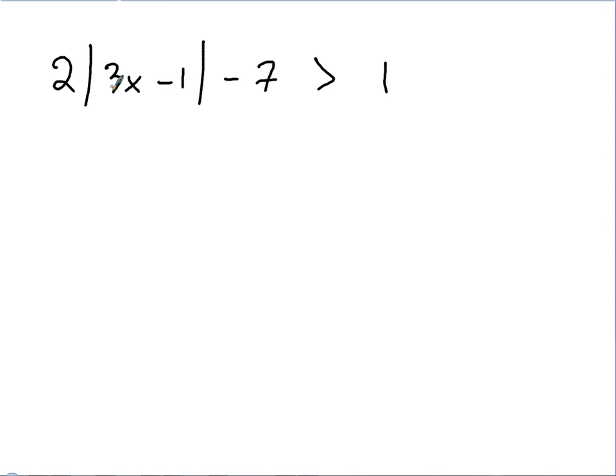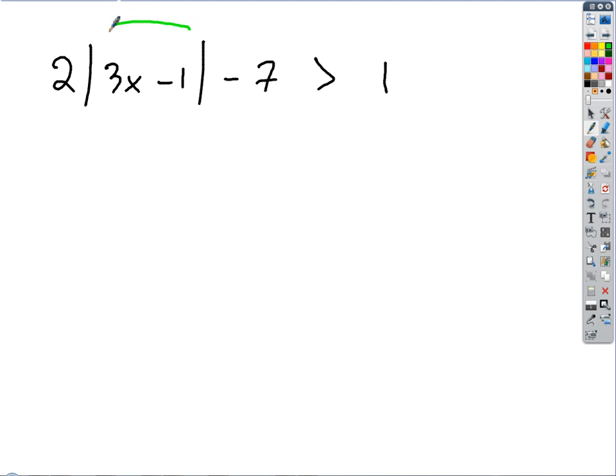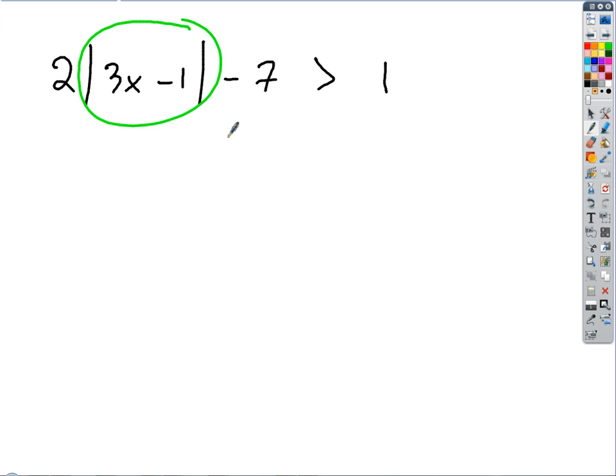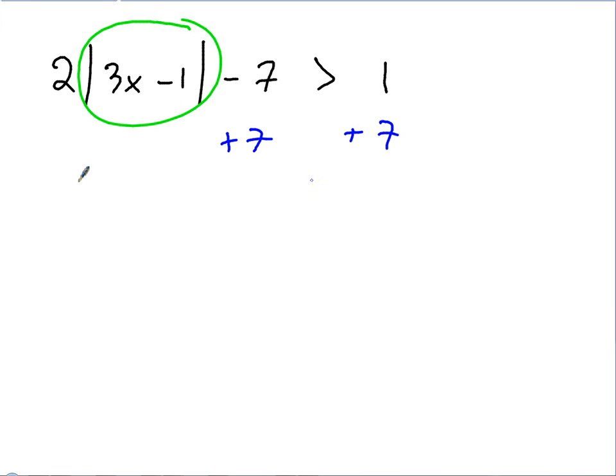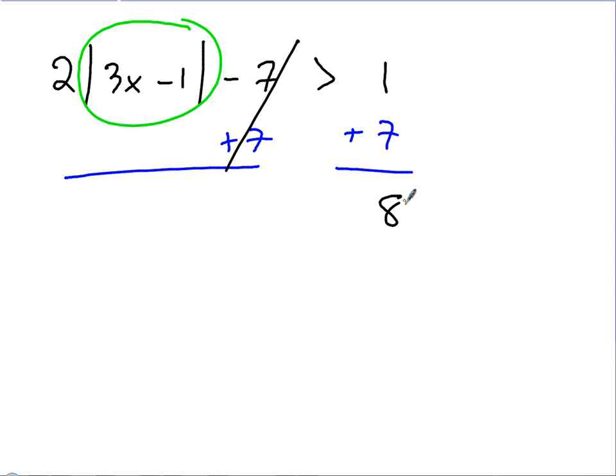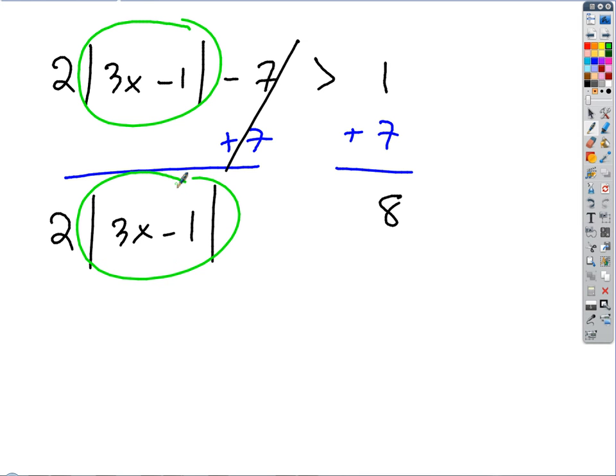7. Okay, first thing I got to add 7 to both sides because I'm isolating something. I'm isolating this whole absolute value expression. So to get it by itself, I reverse order of operations. I'm going to add 7 to both sides. Okay, and those cancel, right? And then I get 8 on this side, and over here I've got 2 times the absolute value of 3x minus 1. But I still got to get this thing by itself. I'm not quite there. Divide by 2. Good.